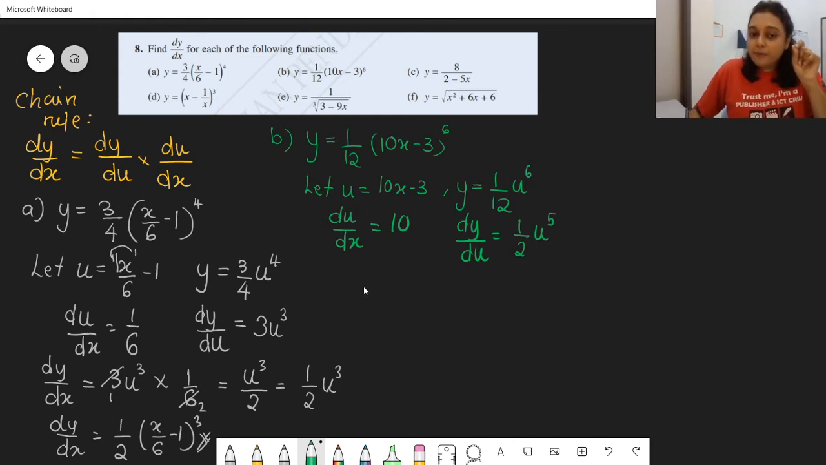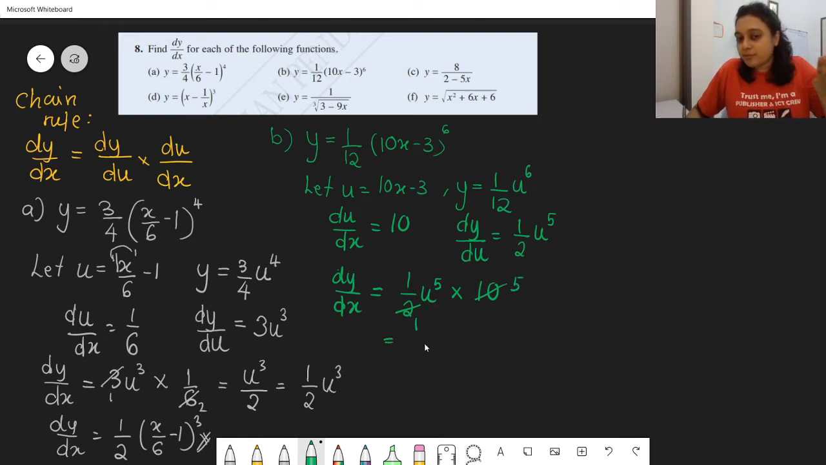Now substitute all this, because we just found all these things, into the dy dx, a chain rule. So write your dy du first. So 1 over 2 u power of 5, multiply with du dx, which is 10. Here we can simplify. So u power of 5 times 5 is 5u power of 5.